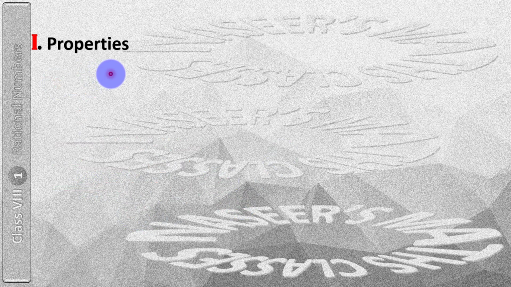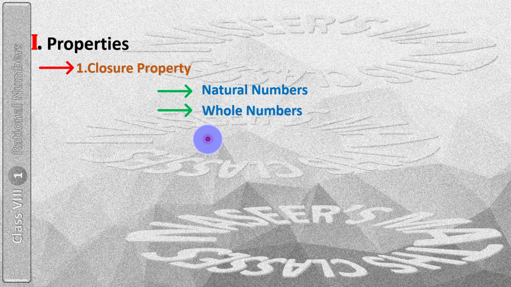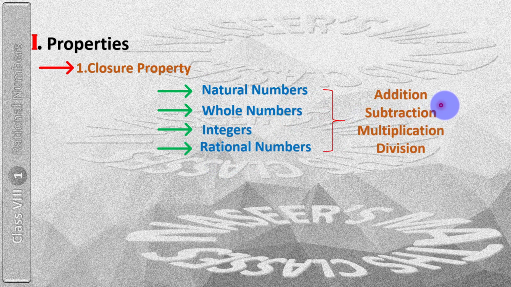the fourth one is identity property, the fifth one is inverse property, and the sixth one is distributive property. So first property is closure property. We learn the closure property of natural numbers, whole numbers, integers and rational numbers with respect to the basic operations: addition, subtraction, multiplication and division.